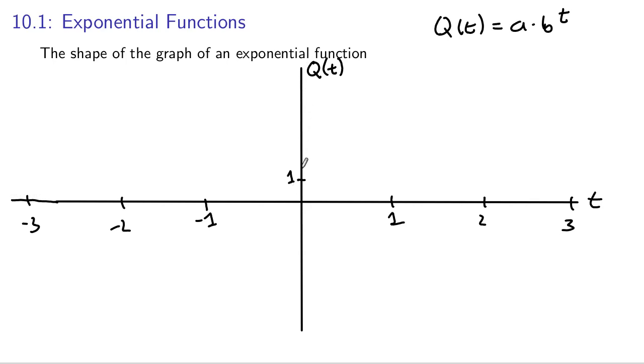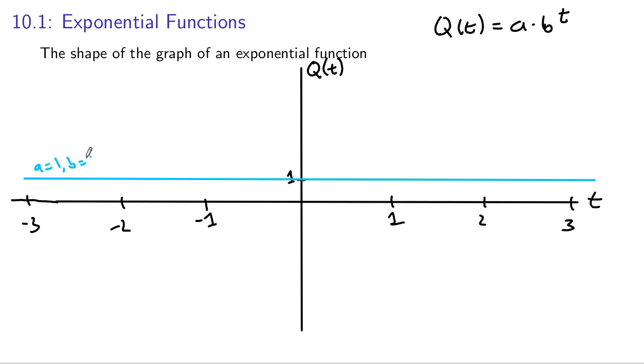So now we have a nice little graphing setup. If we were to graph where A and B are both 1, then we would have a straight line. Just make this straight line light blue. We'd have a straight line that goes through 1. It's parallel to T. And this is when A is 1, B is 1. Remember, that's a degenerate case. So we just have 1 times 1 to the T. It doesn't matter what T is, we end up with 1. But we'll draw that here as a reference.